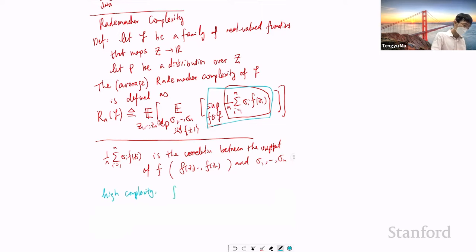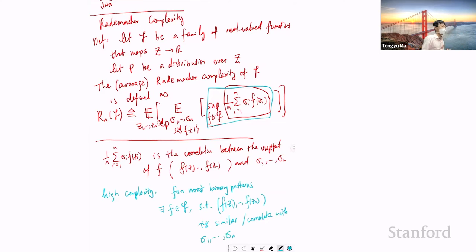So in some sense, if you have a high complexity, it means that for most or almost all binary patterns, where binary patterns just means the sigma 1 up to sigma n, there exists f in this hypothesis class such that the output on this family is similar to or correlates with the random pattern. So for any random pattern, if you draw it, then you can find post hoc a function f in this function class such that the output on z1 up to zn looks like the random pattern you have drawn.